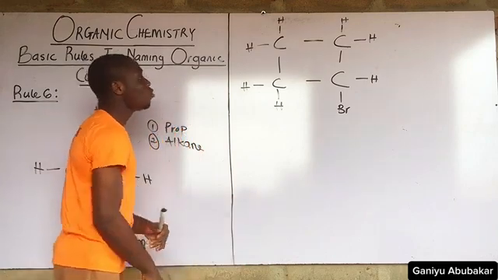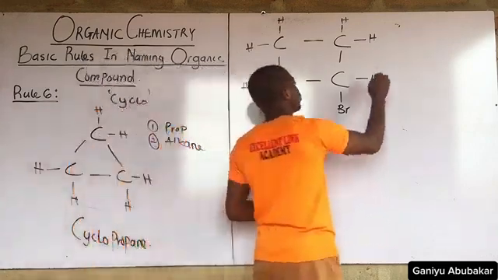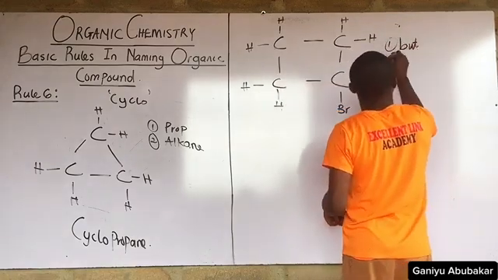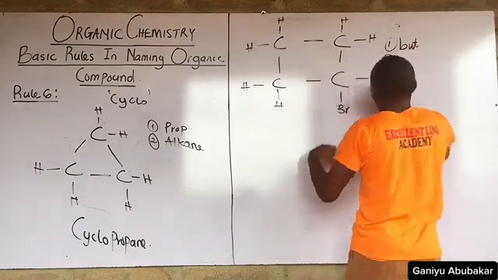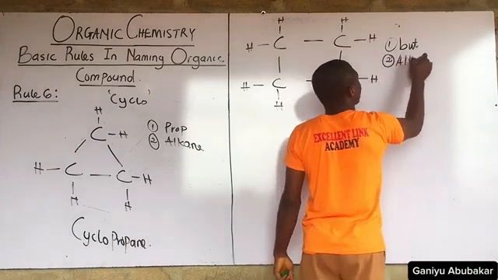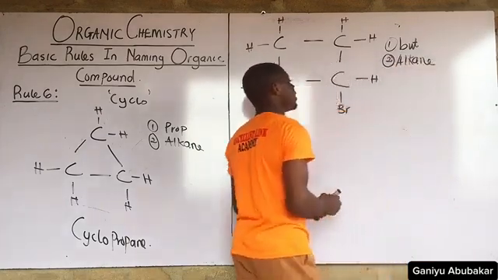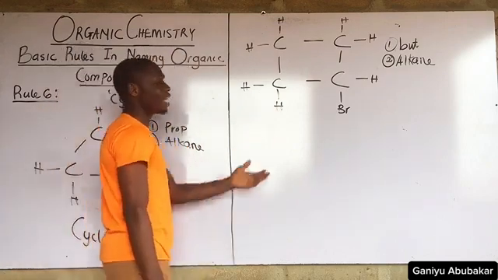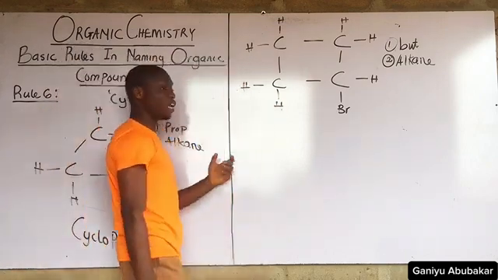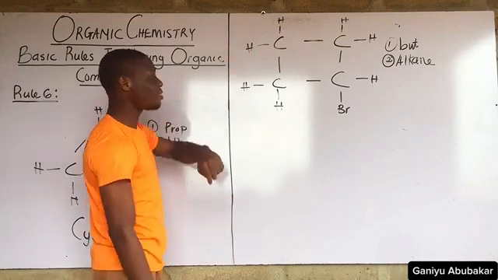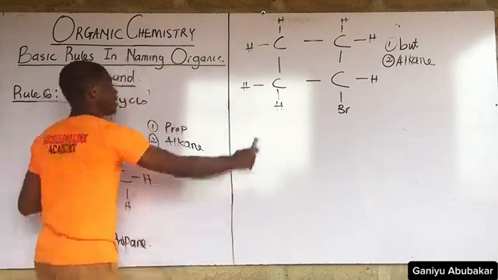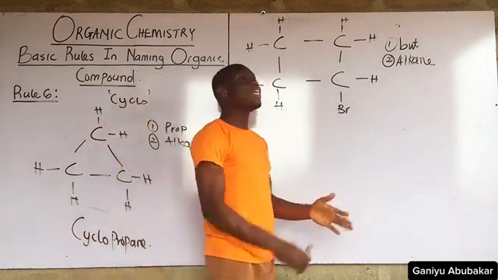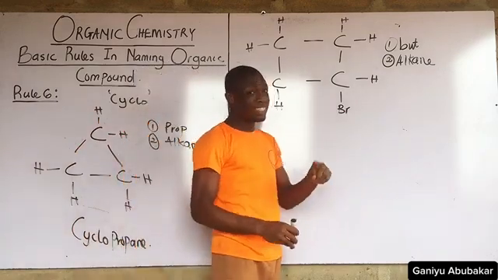You said rule 1, longest continuous carbon chain. This is 4. Rule 2, functional group. They are all alkane, single bond. Rule 3, this is cyclo or ring form, right? So I'll use the word cyclo followed by the word functional group. But observe that the difference between this one and the previous one is that here I'm having a substituent. Bromine is the substituent. So we said name the substituent first before anything.